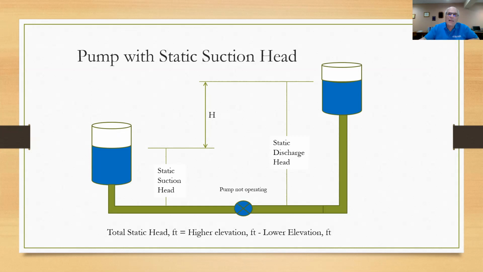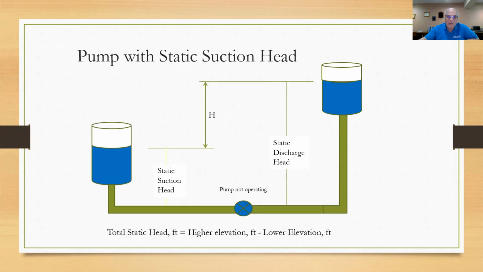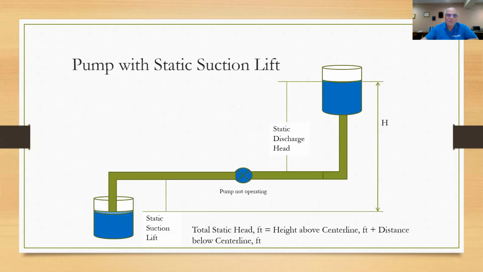Now that's different than a static suction lift. Here on the suction side of the pump, we notice that water is at a lower level than the pump, lower than the center line of the pump. I'll go back to the last slide. There it's higher than the pump. Here it's lower than the pump. Now the pump, if it were to come on, has to pull that water up. It has to draw that water out of that reservoir up through that elevation before it can then start pushing water up into the other tank.